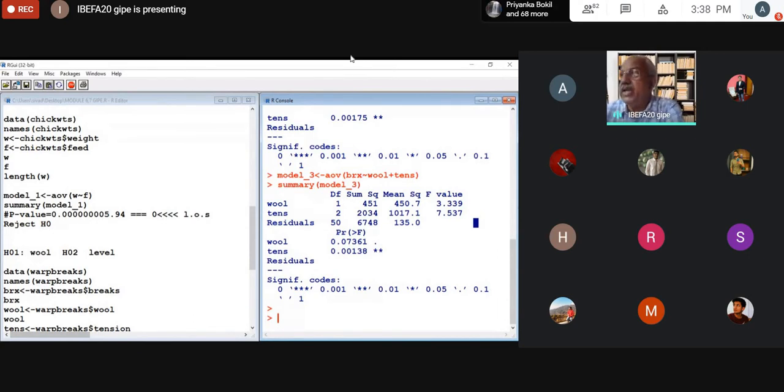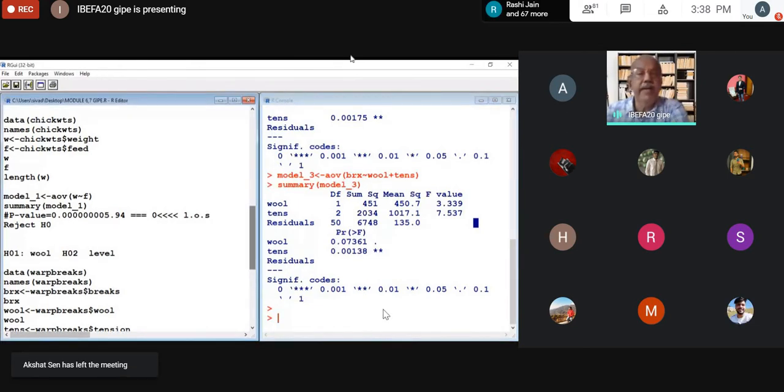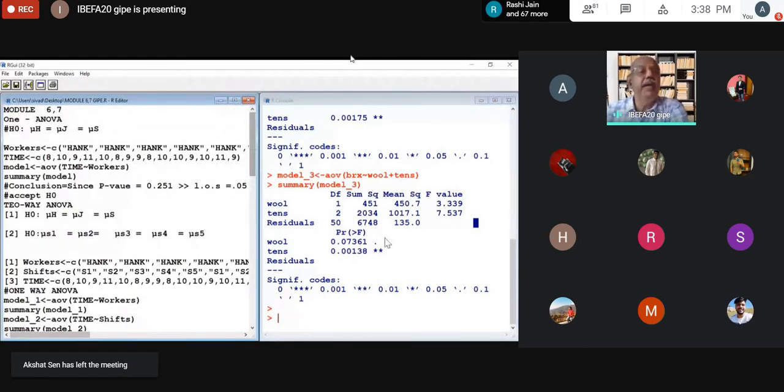So in check weight data, we have shown, in warp break data also I have shown to you. Algorithm never changes. Either you are typing the data or reading the data. That is the only difference.